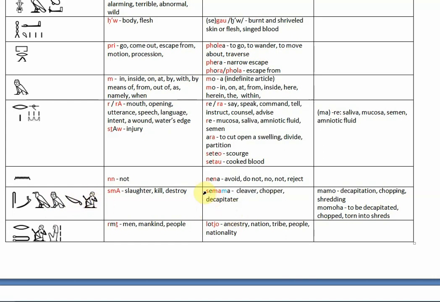Okay. And we have that word as simama. Simama coming from the word mama or mamo, which means decapitation, chopping, shredding. Simamo means a thing that does. All right. Simamo, when you insert the sa sound in the beginning, it means a thing that does the actual decapitation. All right. So simama meaning cleaver, chopper, decapitator. All right.